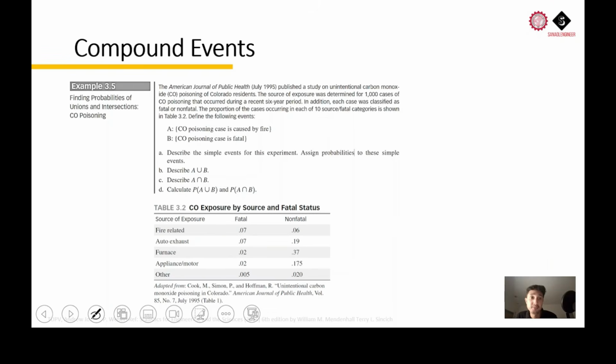Now, define the following events. We are interested in the events. Event A is carbon monoxide poisoning case caused by fire alone. Event B, CO poisoning case is fatal. All right, so those are the events A and B. For the question letter A, describe the simple events for this experiment. Assign probabilities to these simple events. Right. So what does it mean to describe the simple events for this experiment?